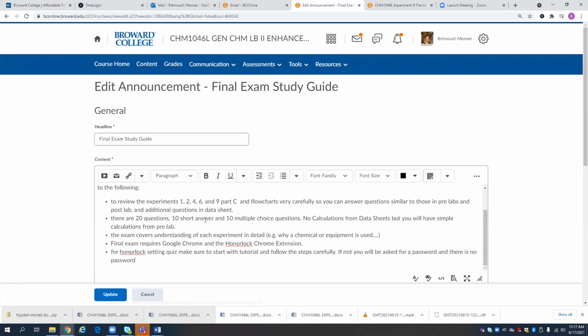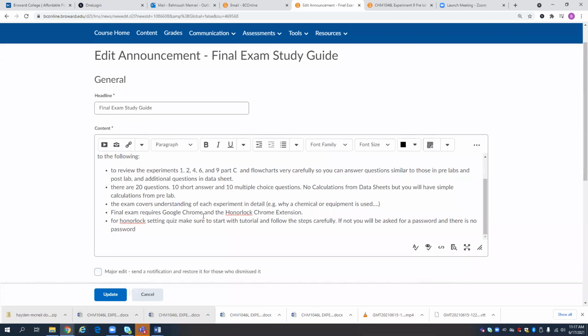So I do not include any calculations from the data sheet, but the simple calculation from the pre-lab would be part of the exam. You have access to a scientific calculator, so just make sure that you find the link when you open the test. There's a link for the scientific calculator.